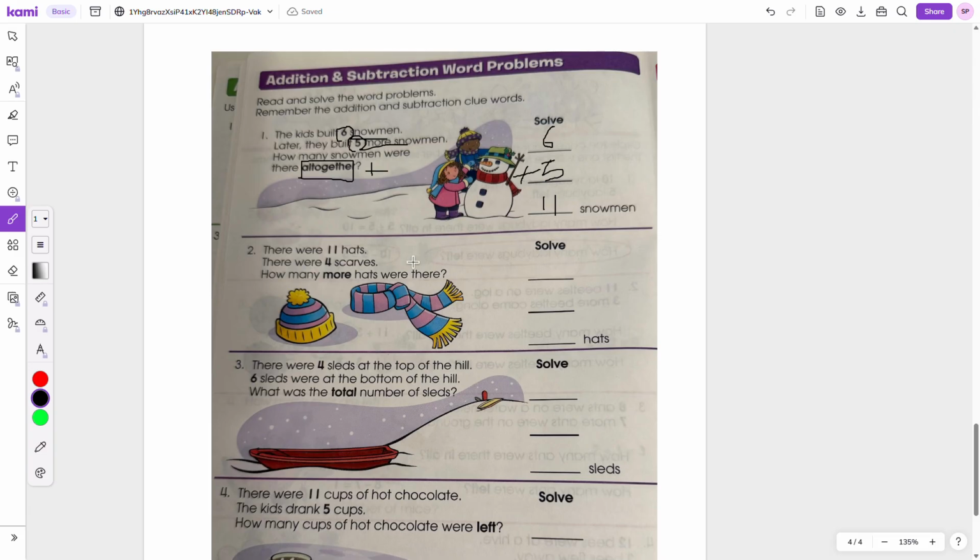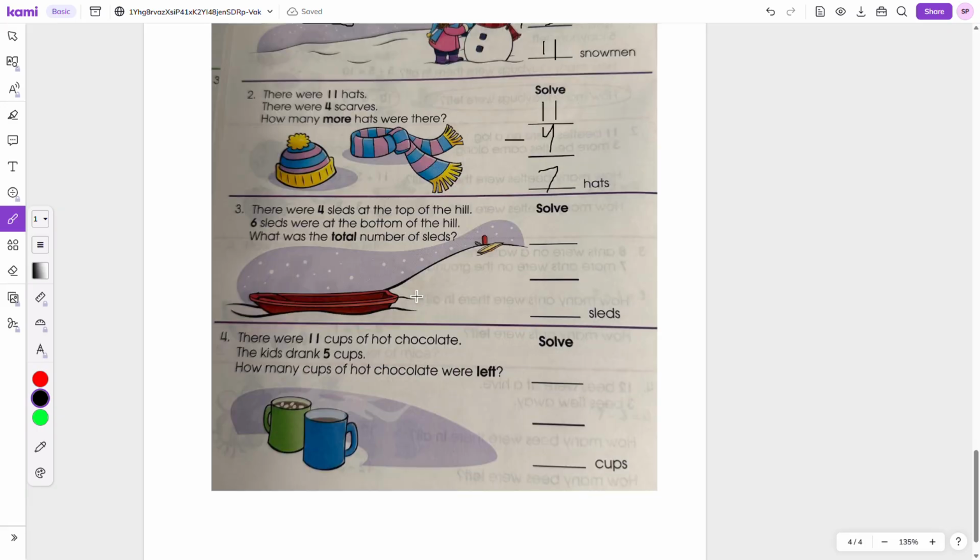Number 2, there were 11 hats and there were 4 scarves. How many more hats were there? So we have to subtract to know that one. So 11 minus 4, which will be 7 more hats than scarves.